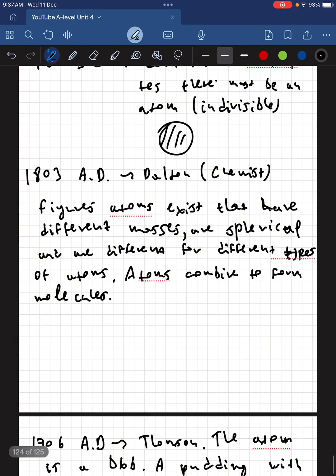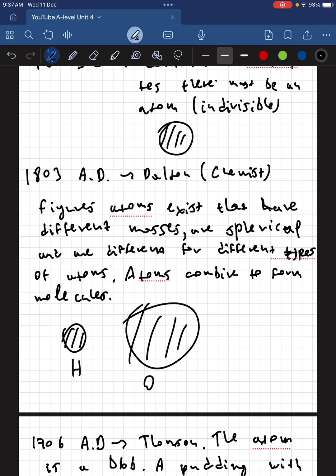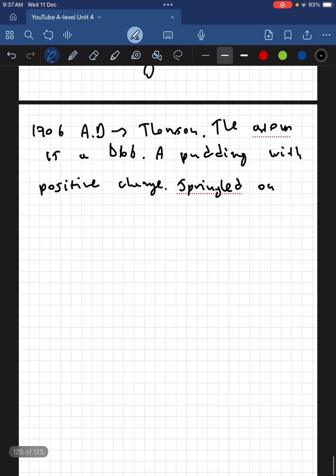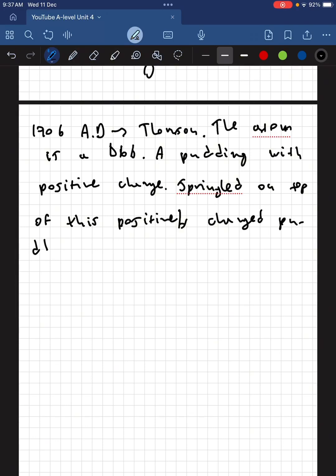By the way, for the Dalton atom, he pretty much hypothesized that maybe this is hydrogen, this is oxygen, a bigger atom, this is helium, etc. So this is what Dalton hypothesized. Now let's go back to Thomson. Sprinkled on top of this positively charged pudding are the electrons.